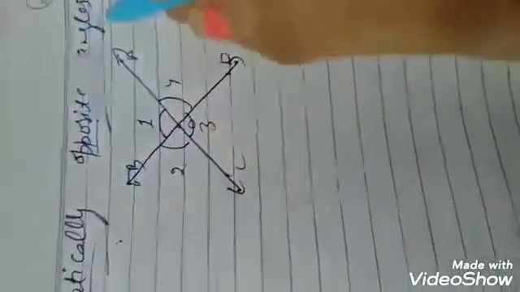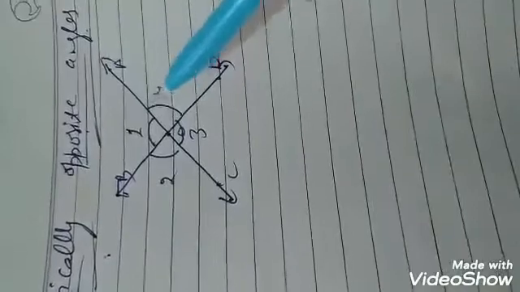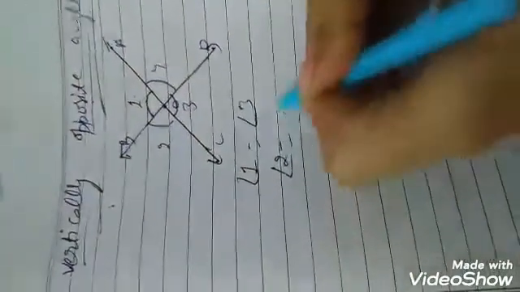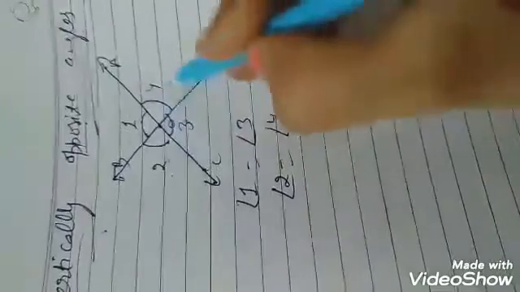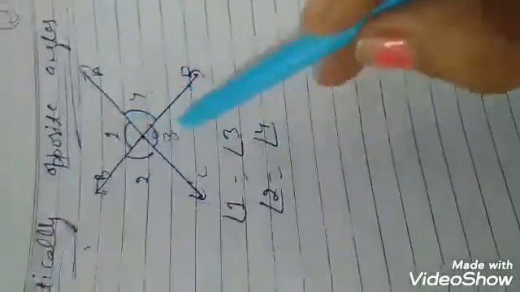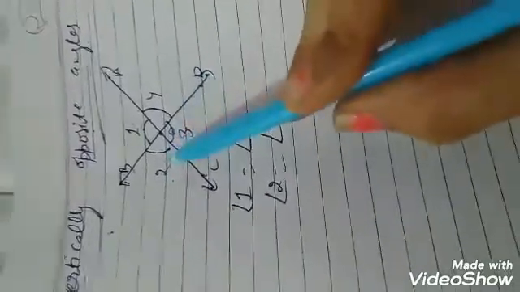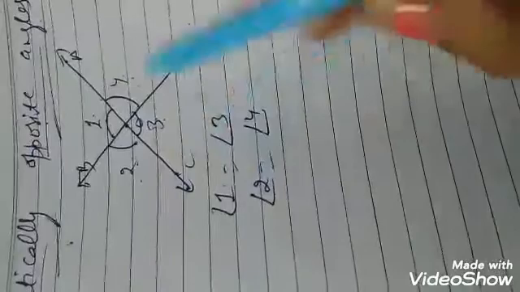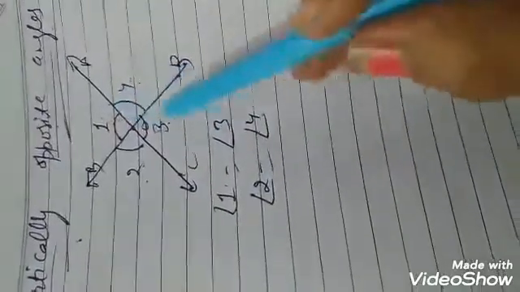Vertically opposite angles means the angles that are exactly opposite to each other. Angle 1 is opposite to angle 3, and angle 2 is opposite to angle 4. Vertically opposite angles are always equal. Angle 1 is equal to angle 3, angle 2 is equal to angle 4. That is called vertically opposite angles, that are exactly opposite.